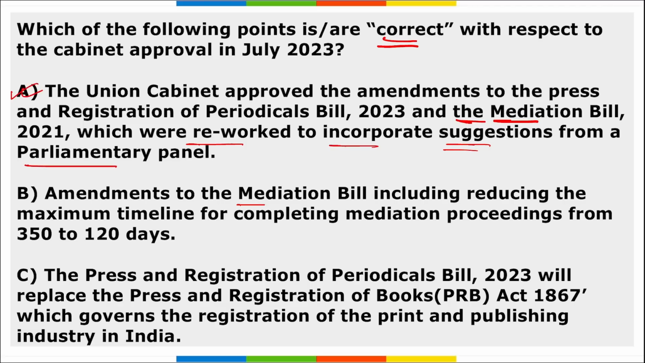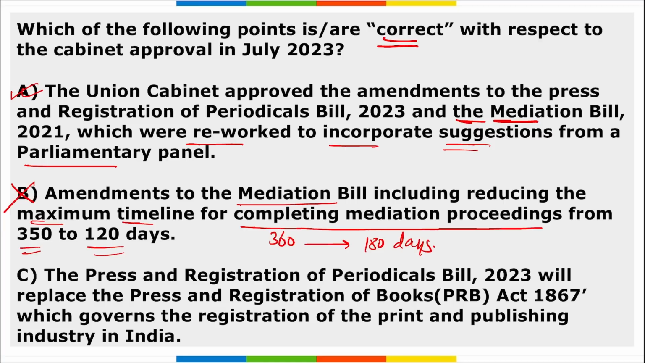Option B, amendments to the Mediation Bill, including reducing the maximum timeline for completing mediation proceedings from 350 to 120 days. So yes, option B is wrong because it was from 360 to 180 days. Next, C, the Press and Registration of Periodicals Bill 2023 will replace the Press and Registration of Books Act of 1867, which governs the registration of the print and publishing industry in India. So yes, option C is right here. So both A and C are correct here.